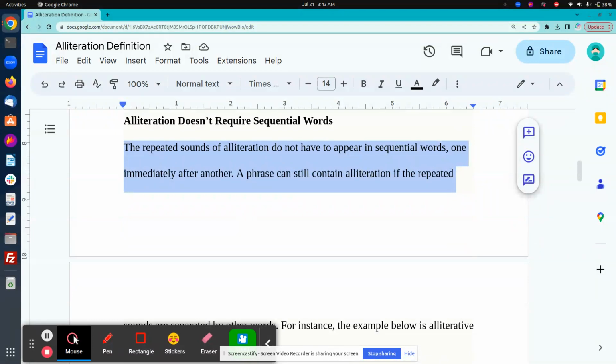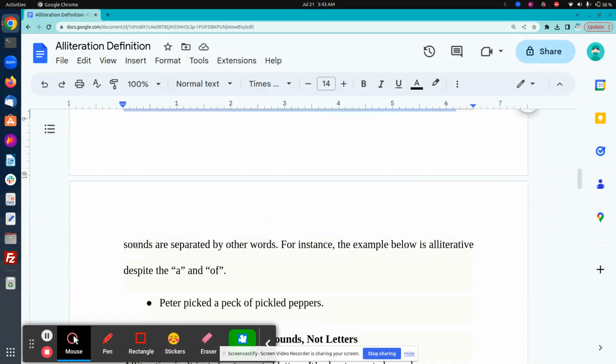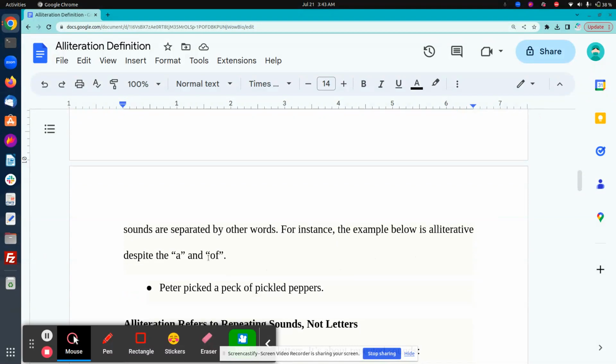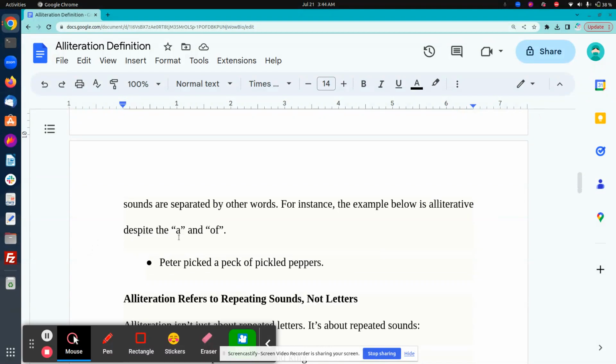A phrase can still contain alliteration if the repeated sounds are separated by other words. For instance, the example below is alliterative despite the "a" and "of." Peter picked a pack of pickled peppers. There is an article here and a preposition here. In spite of the addition of an article and a preposition, this is an example of alliteration because of the same sound. Peter picked a pack of pickled peppers.